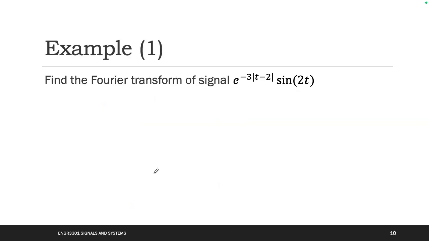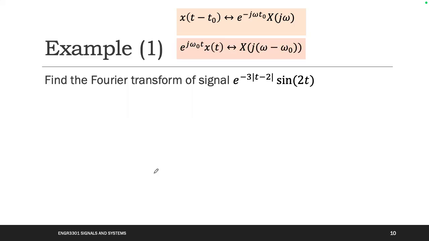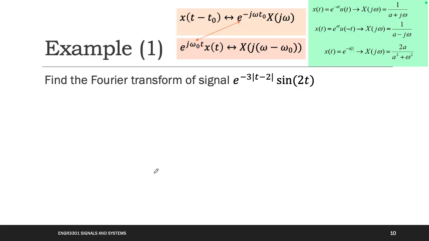Okay, and then let's talk about some examples. Find the Fourier transform of this signal. We know this is the time shift property, am I right? And this is the frequency shift property, and this is the three very often used FT pairs. Okay, based on this, first, how can you resolve this problem?